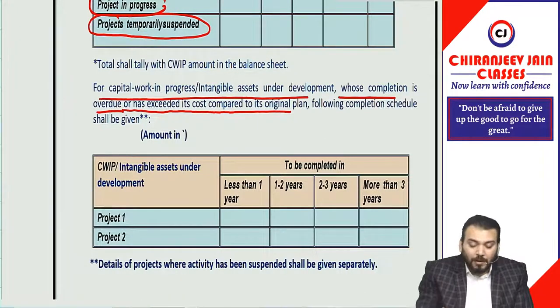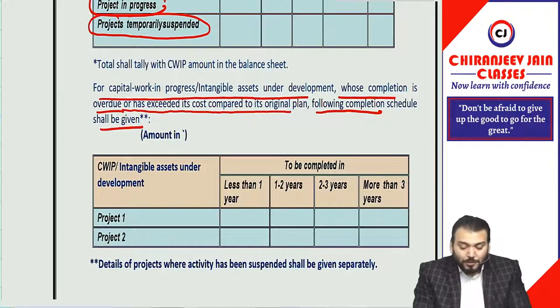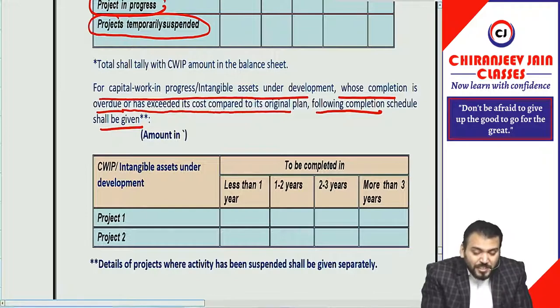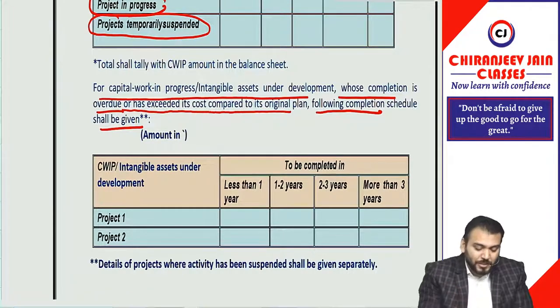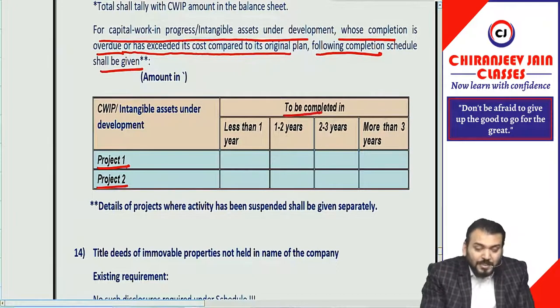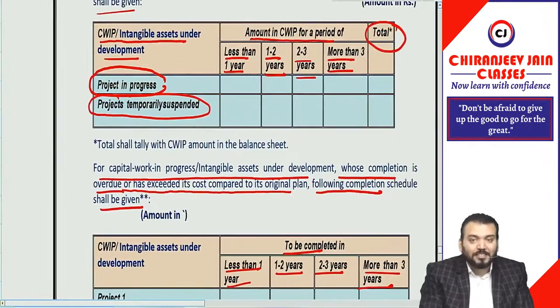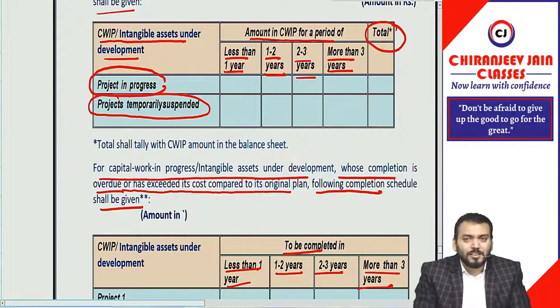So following disclosures will be required. Following completion schedule shall be given. Understood? Correct? So this is required for any project whose completion is overdue or whose total estimated cost is more than planned. Understood? Yes, sir. So in that case, we need to disclose project 1, project 2, project 3 like this. To be completed in, means the expected time to be completed in less than 1 year, 1 year to 2 years, 2 years to 3 years, more than 3 years. That information is disclosed. I don't know whether this disclosure is important or not, but normally this type of question they don't ask in exam. Correct? Yes, sir.